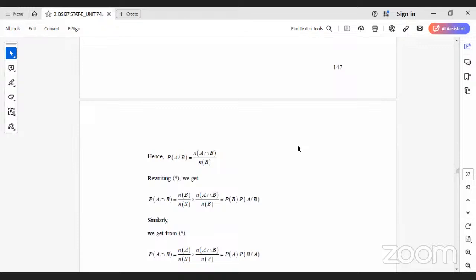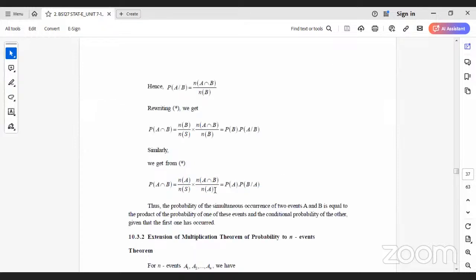Rewriting, P(B) · P(A|B) = n(B)/n(S) × n(A ∩ B)/n(B). The n(B) cancels, giving n(A ∩ B)/n(S), which is P(A ∩ B). Similarly, we can get the same formula: P(A ∩ B) = n(A)/n(S) × ..., so n(A) cancels, giving P(A) · P(B|A). We already said this.